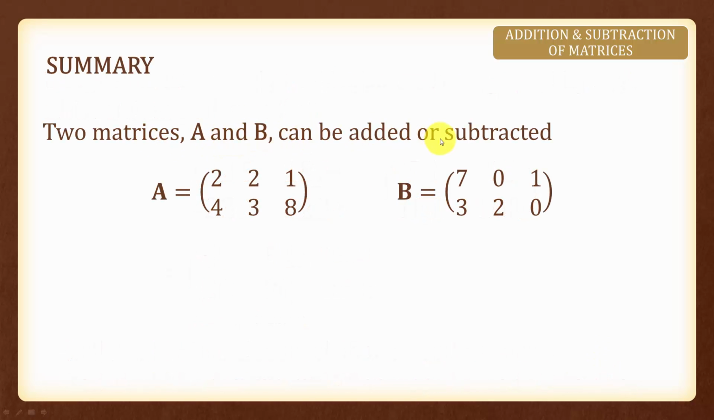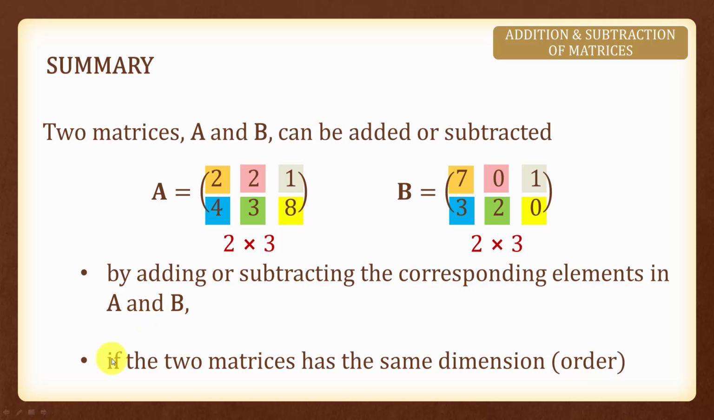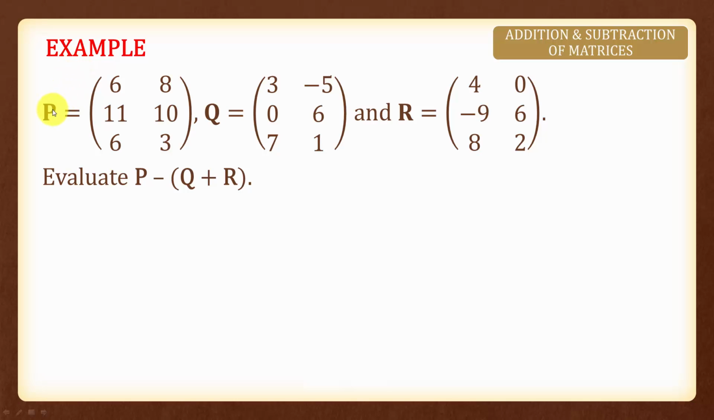Two matrices A and B can be added or subtracted by adding or subtracting the corresponding elements in matrix A and B. And this is only possible if the two matrices have the same dimension. Let's look at an example here. We have matrices P, Q, and R. You'll notice that all these three matrices have the same dimension.